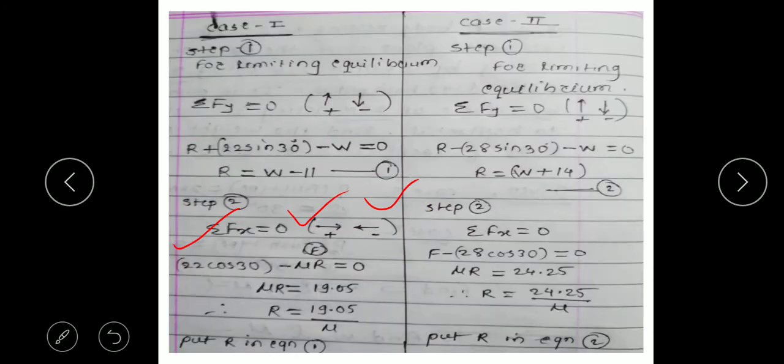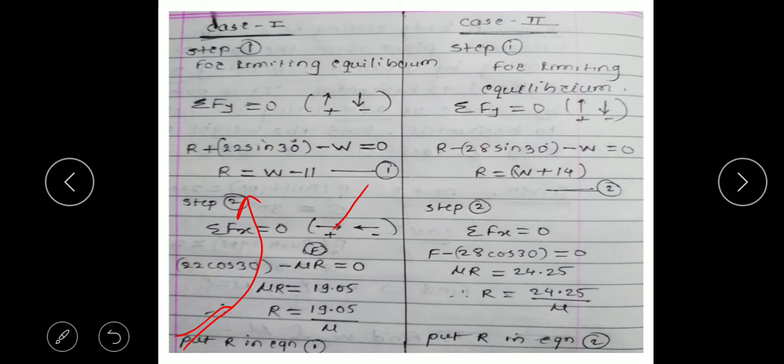So here we can see minus F. I have directly written here mu into R, and 22 cos 30 equal to 0. Rearrange the equation, and mu R equal to 19.05, the value of this, and then again convert that equation into the format of R. So R is equal to 19.05 divided by mu, we will shift mu here, that's why we will get the R equation. Now at the last I have mentioned put R in equation 1. Now here is the equation number 1. So put the R value into equation number 1.